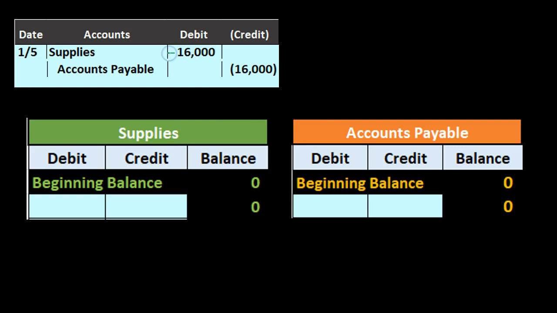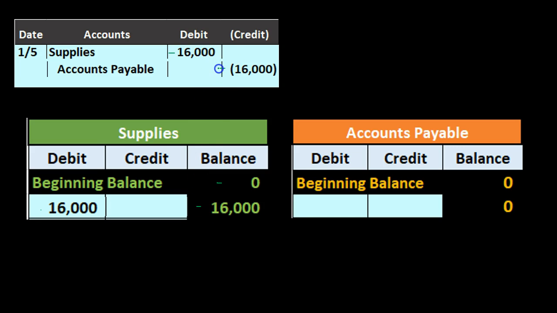Supplies is a debit balance account. We debited supplies, I should say. It is a debit balance account as well. It's starting at 0. We're going to debit it. So here's the debit. It's going to bring the balance up in the debit direction to 16,000.